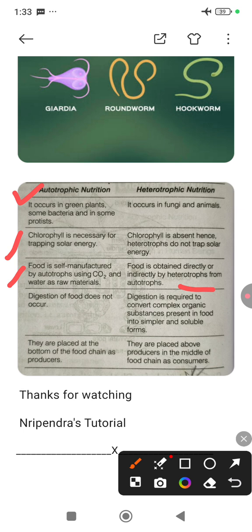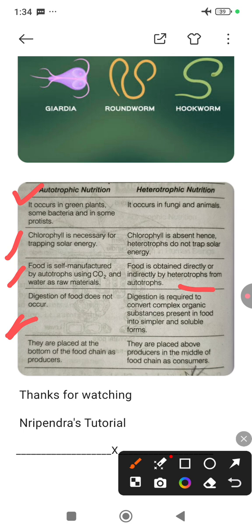Number 4: digestion of food does not occur. During the autotrophic mode of nutrition, no digestion takes place because no digestive organs are present on the body of autotrophs. Digestion is required to convert complex organic substances present in food into simpler and soluble forms.